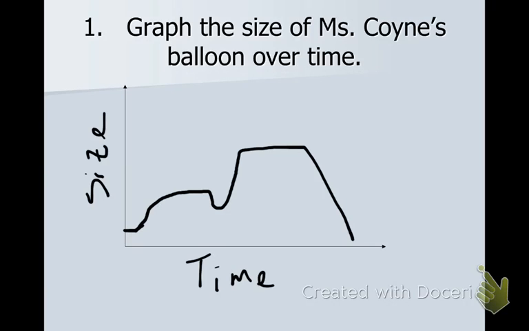Now, the idea behind this is that this should tell a story. We should have a pretty good idea of what happened to Mrs. Coin's balloon over time, right? So what may have happened? It got bigger. Why did the balloon get bigger? So we started here, and the balloon got to here. Why? What happened?